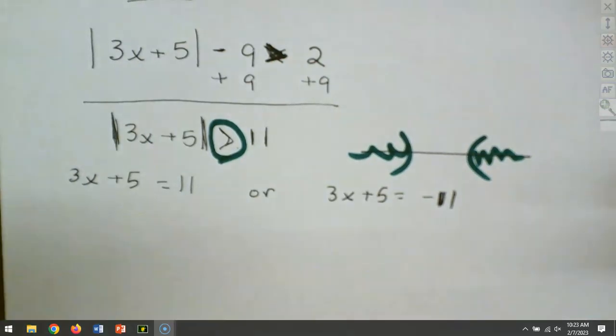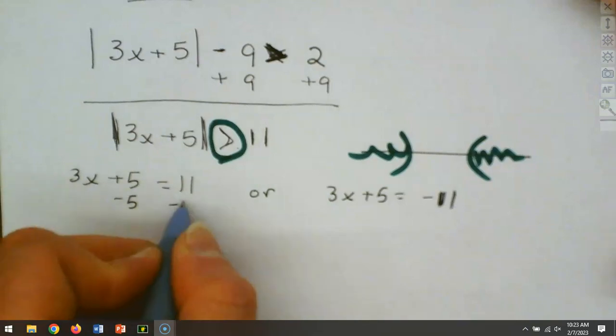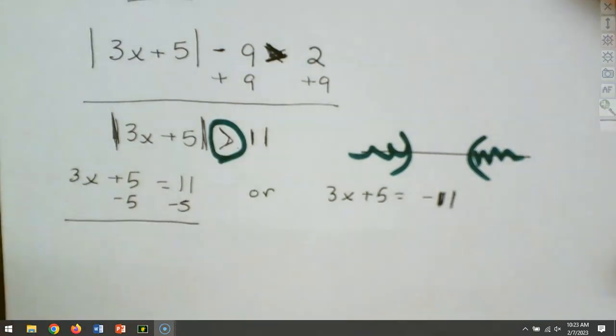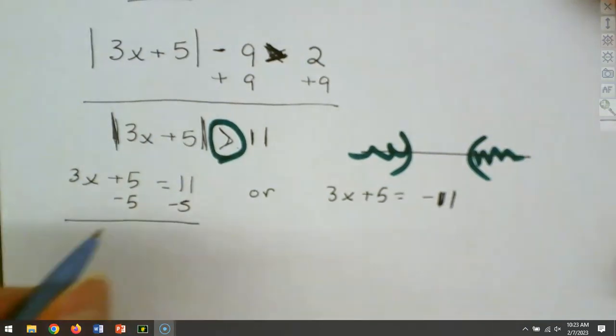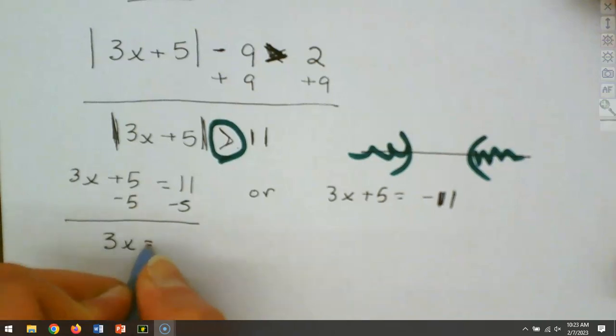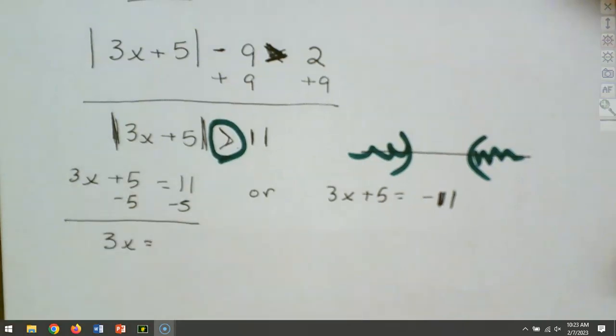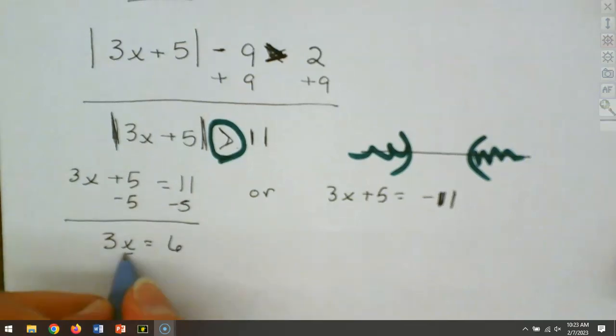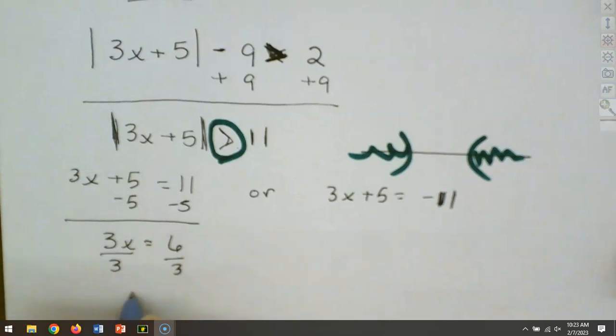Now we'll go ahead and finish this. So move that 5 over for each one. We'll do the left equation first. So that is then 3x equals, we've got 11 minus 5. Well, 11 minus 5, that's a 6. We'll divide by our 3. So x now equals, it looks like 2, doesn't it?